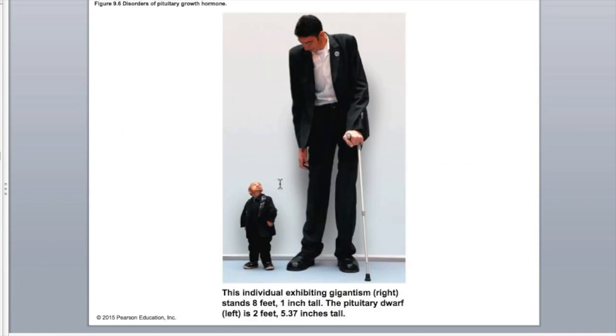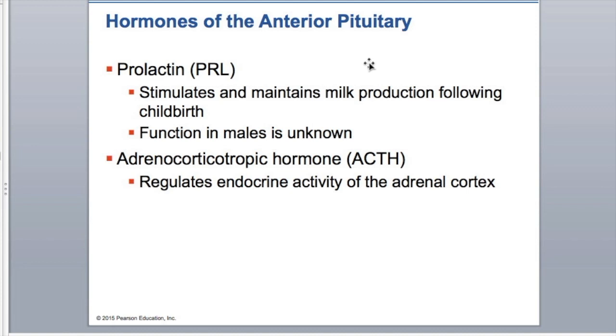So if we look at these two people, you have got somebody standing 8 feet 1 inches tall, that is gigantism, and then you've got somebody standing essentially 2.5 feet tall, that's pituitary dwarfism. Andre the Giant was an example of somebody who had the issue with gigantism, or too much growth hormone as a child.